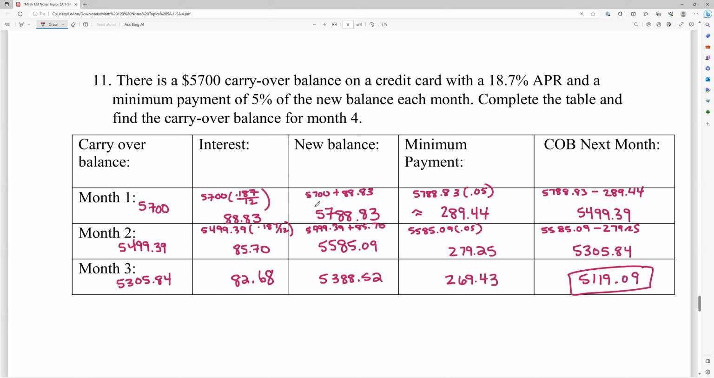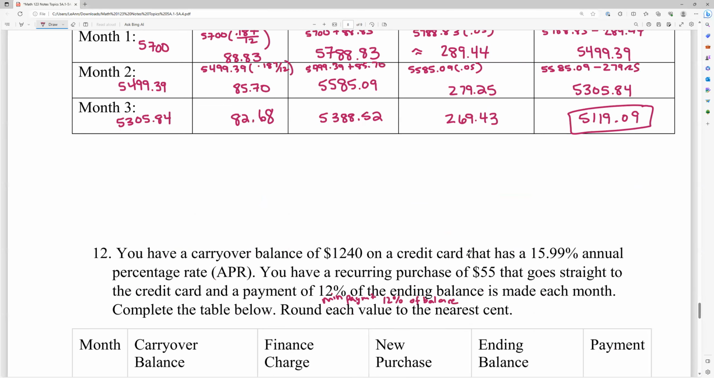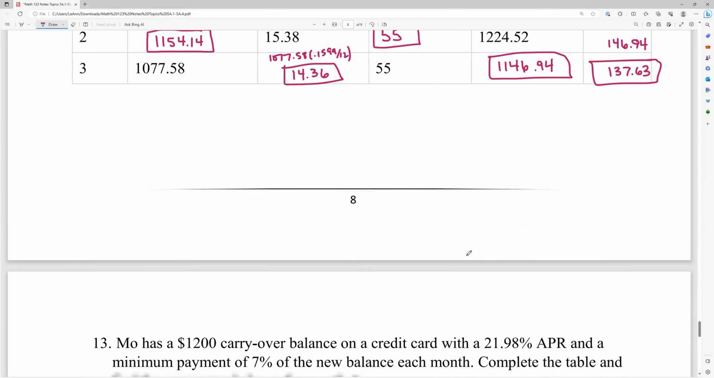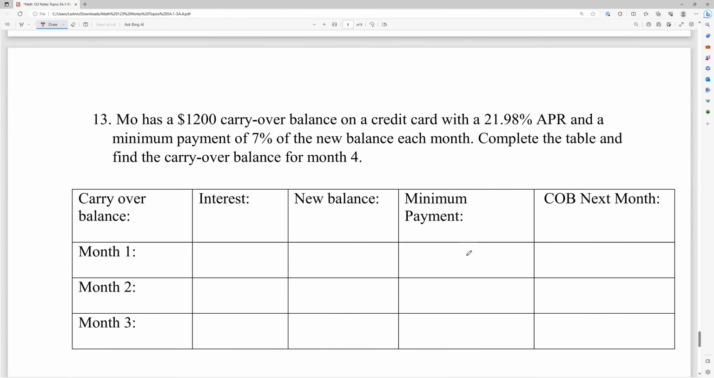Now in Newton, it'll have you filling in multiple blanks. So just make sure you are being really careful with your rounding, because one rounding mistake can throw off a whole table. All right, let's look at this one. Mo has a $1,200 carryover balance on a credit card with a 21.98% APR and a minimum payment of 7% of the new balance each month. Same thing, and we're going to complete the table and find that carryover balance for month 4.